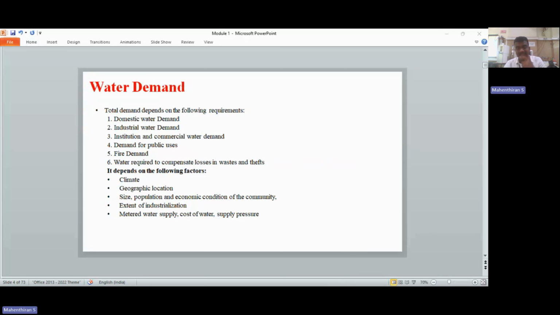As engineers, we must understand that water demand is not fixed. It is dynamic and varies with time, location, and socio-economic condition. That's why proper estimation of water demand is very critical in designing sustainable water supply systems.